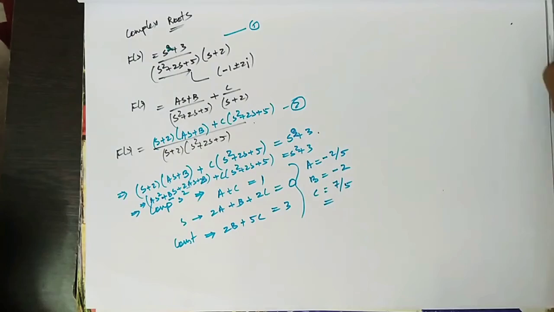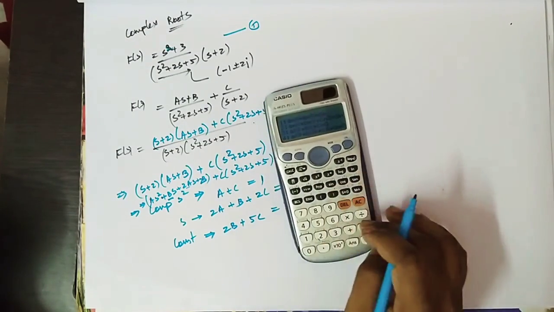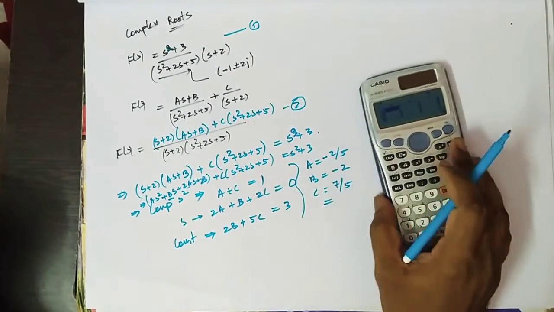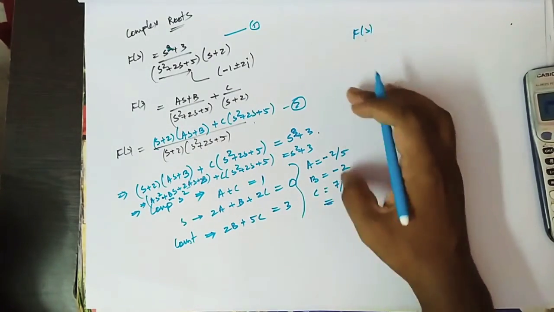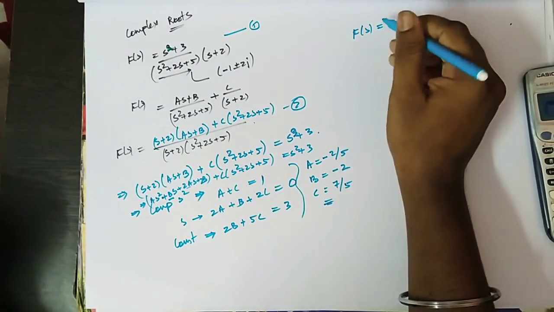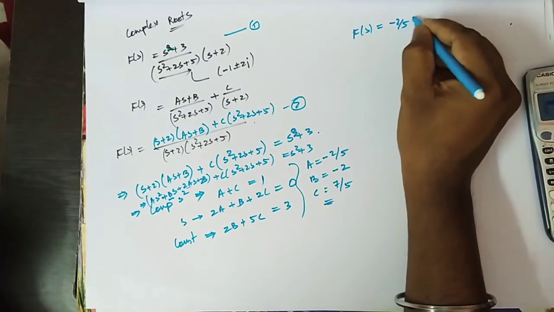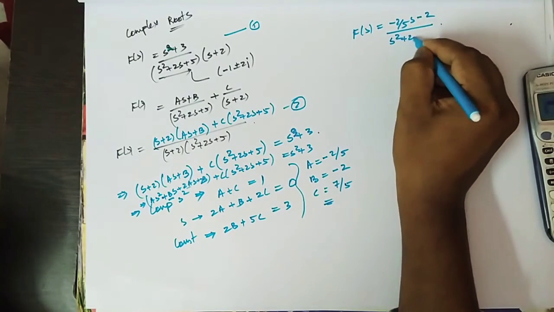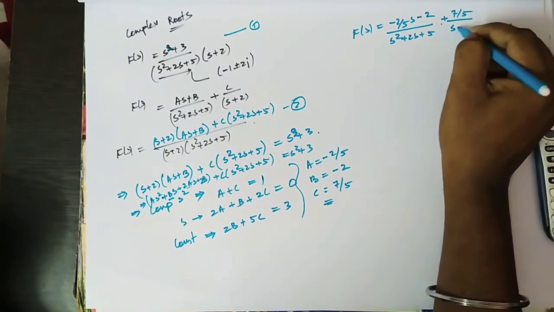You can simply take the calculator and go to the equation mode to solve these. Then substituting in F of s, the main calculation is based here. Substitute the values: (minus 2 by 5 s minus 2) by (s squared plus 2s plus 5) plus (7 by 5) by (s plus 2).